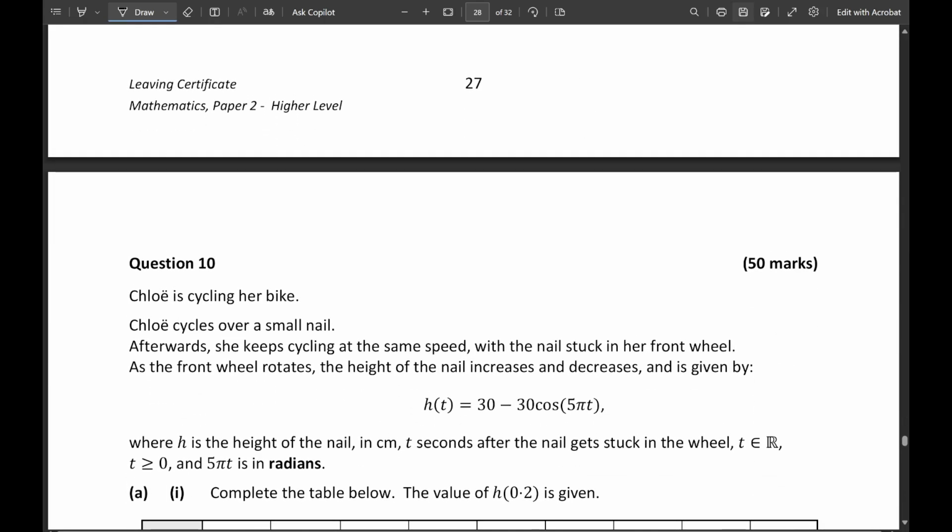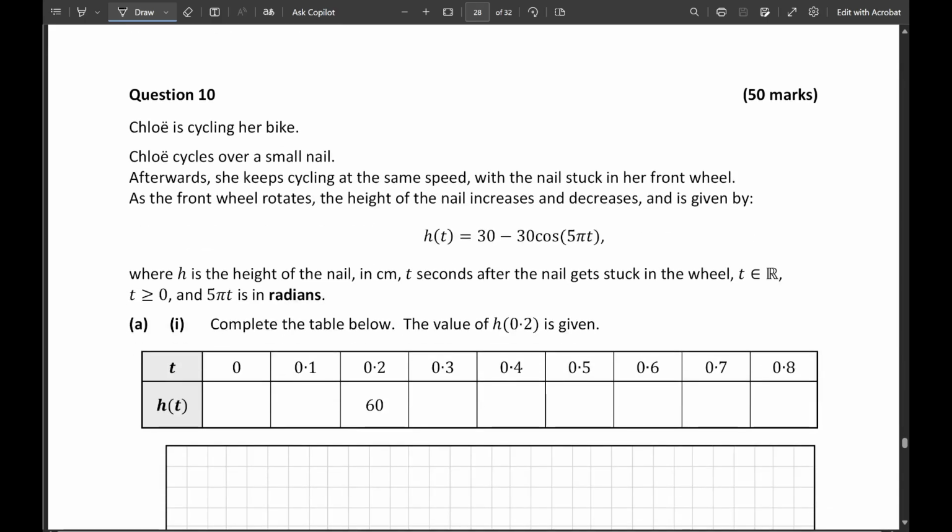Okay, question 10. Right, finally some trigonometric functions popping up. And I don't think I'm going to get this done in an hour. Okay, I never thought I would. Chloe cycles over a small nail. She keeps cycling at the same speed with the nail stuck in her front wheel. As it rotates, the height of the nail increases and decreases as given by that. So I'll switch my calculator to radians and complete a table. Classic. So 30 take away 30 cosine of 5 pi times t, going from 0 to 0.8 in steps of 0.1.